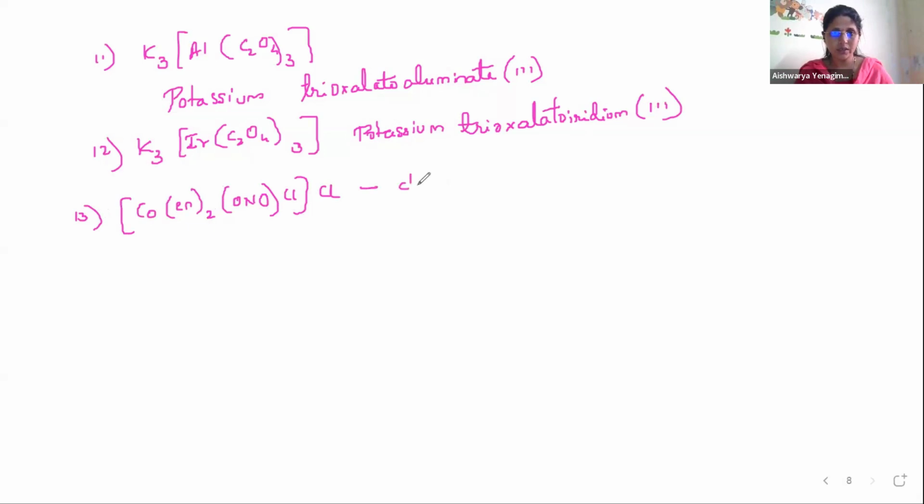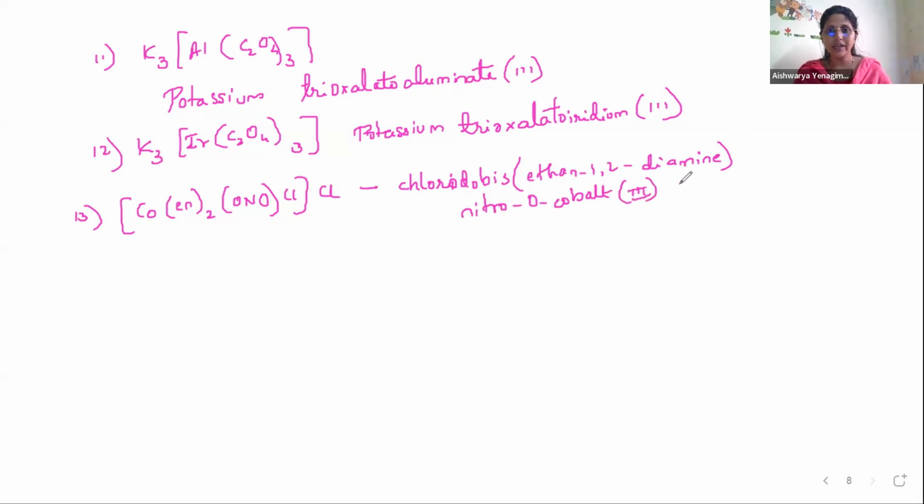So we will start with chlorido. It is not chloro, it is chlorido. Bis. What is en? Ethane-1,2-diamine. Yes. Then nitrito-O. You can write it as nitro-O or you can write it as nitrito. Then cobalt. I'll not write it as cobaltate. It is cobalt 3. And finally, chloride. This is the name. Is that right? Fine. Take the next one.